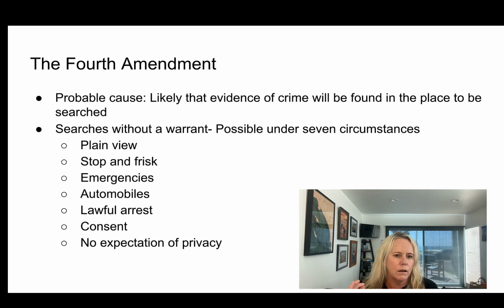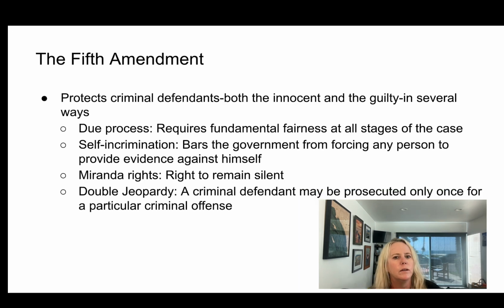Cars are allowed to be searched if the officer has probable cause of wrongdoing. In a lawful arrest, if you consent to a search, and in places where there is no expectation of privacy. Courts have said, for example, kids at school don't have an expectation of privacy. The Fifth Amendment protects criminal defendants, both the innocent and the guilty.